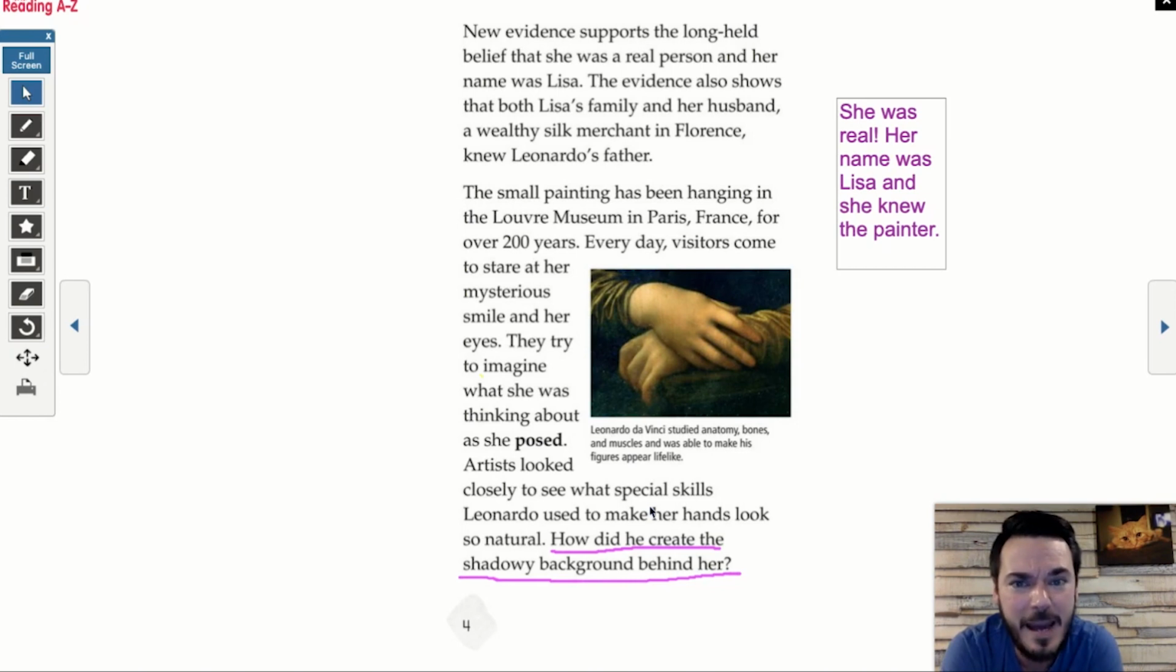Oh, well, on this page, one of my questions was definitely answered. She was real. Her name was Lisa, and she knew the painter. I also underlined a question that the author asked us. That's one I'm not sure we'll be able to answer.